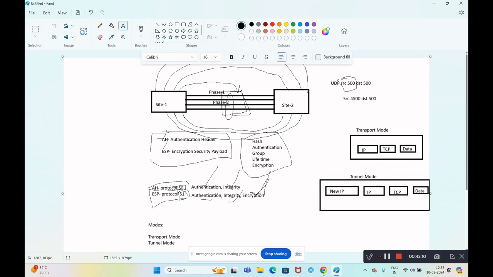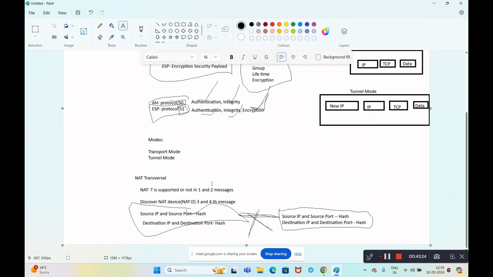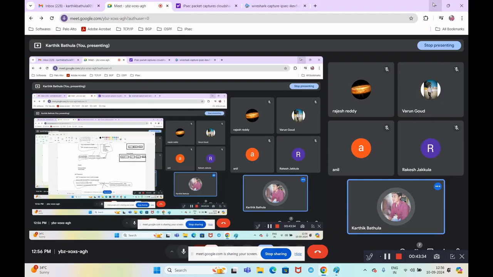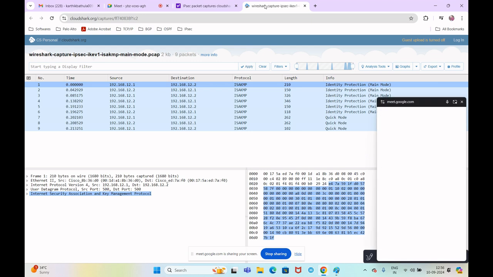So the source port changes from 500 to 4500 whenever there is a NAT device in between site 1 and site 2, okay? In this way, whenever there is a NAT device in between site 1 and site 2, these are the processes that are going to happen. So we can see that in the packet captures as well.